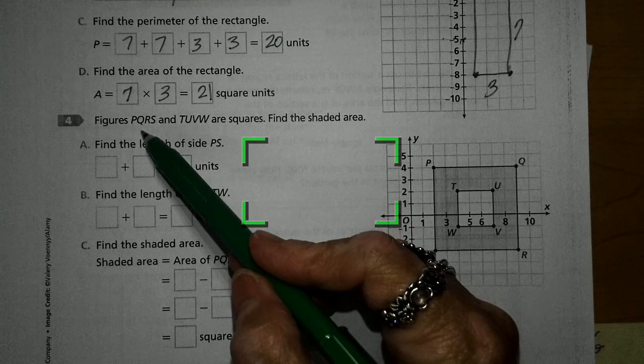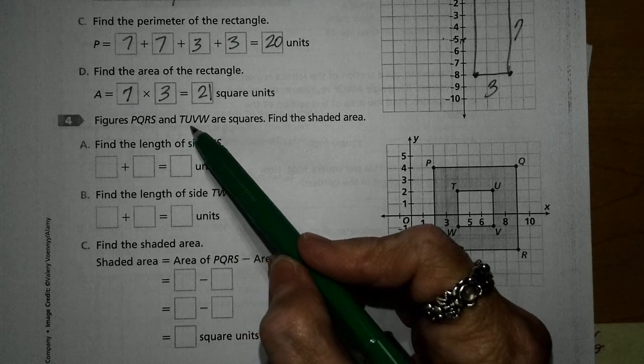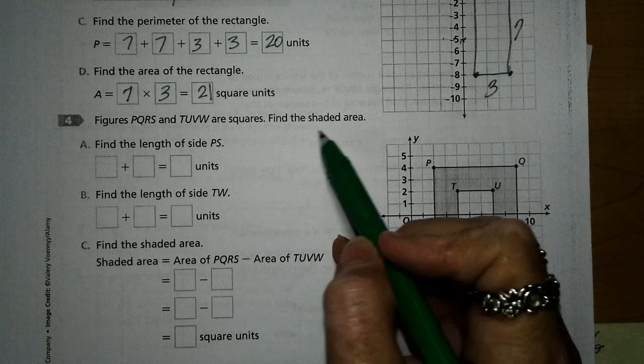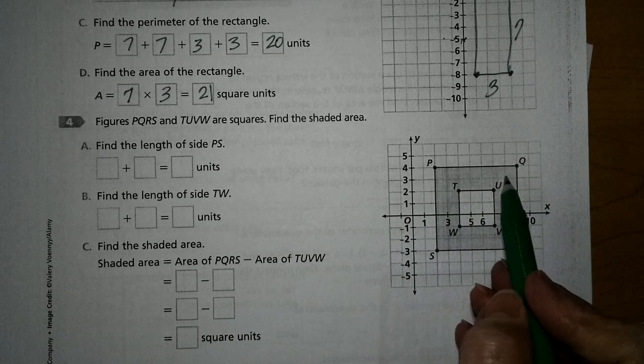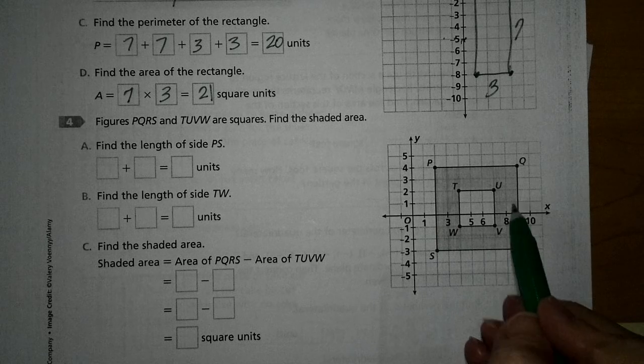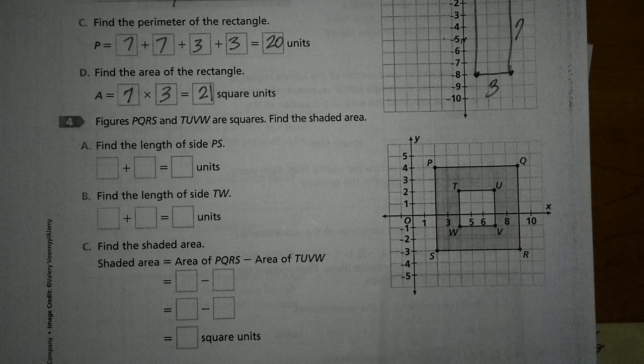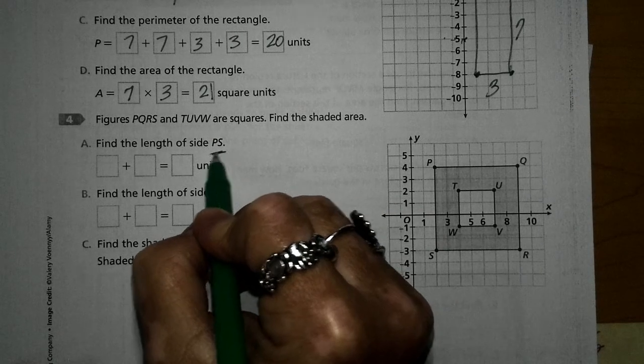It says figures P, Q, R, S, and T, U, V, W are squares. Find the shaded region. So we only want this part here. So what are we going to need to do? Find the base and the height. Figure out the whole entire square and then subtract the square inside it. Yep. All right, so we're going to find PS.